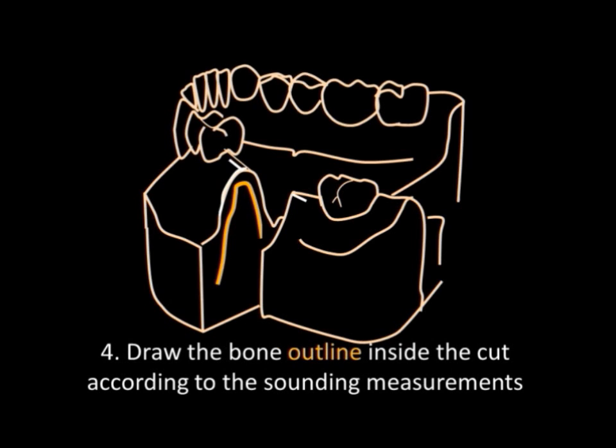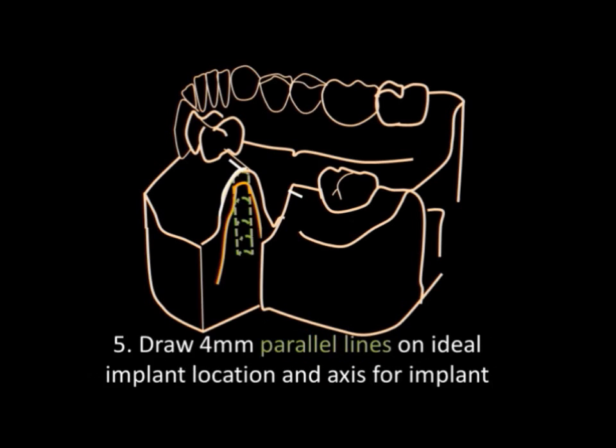Using the measurements you made when you sounded the gingiva in the patient's mouth, draw lines in the cut on the facial-lingual flat surface of the model. These lines will determine and indicate to you the outline of the available bone. Measure the facial-lingual dimension of the bone.